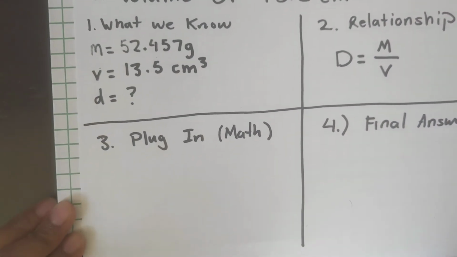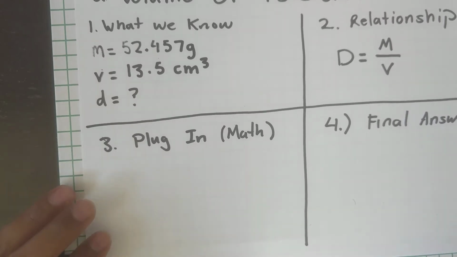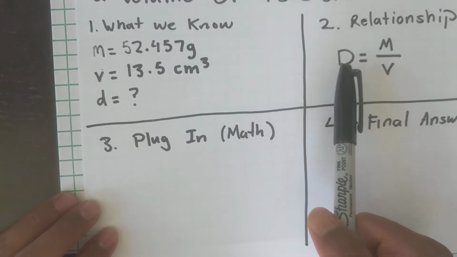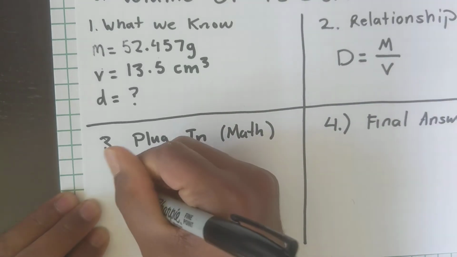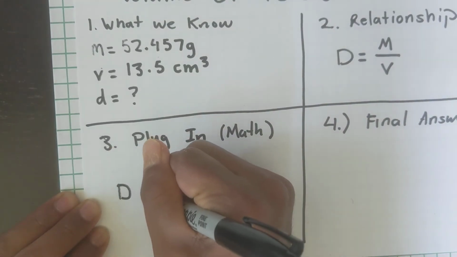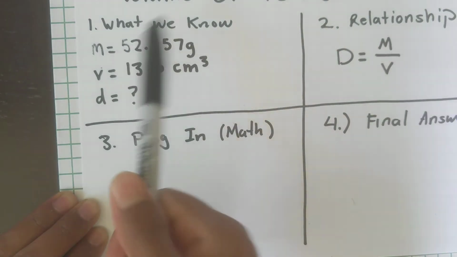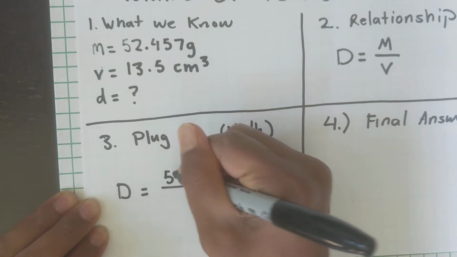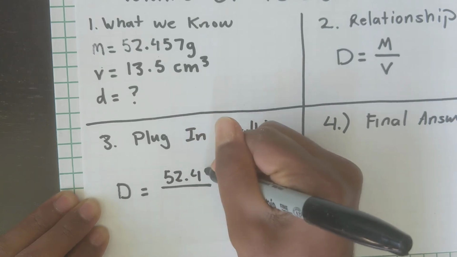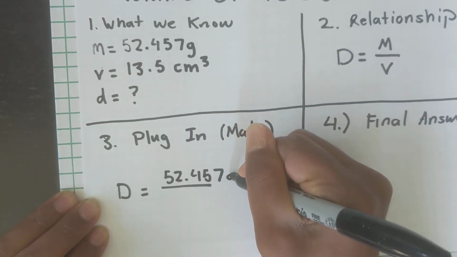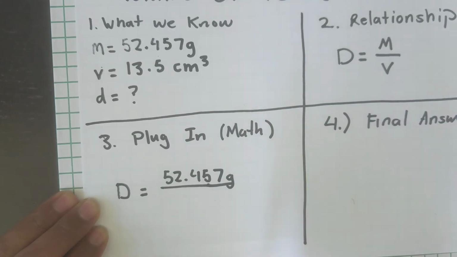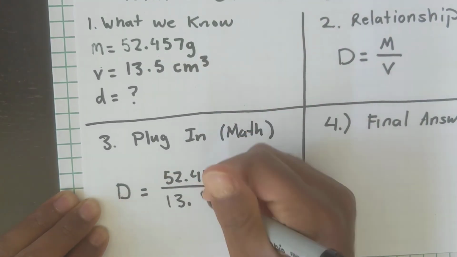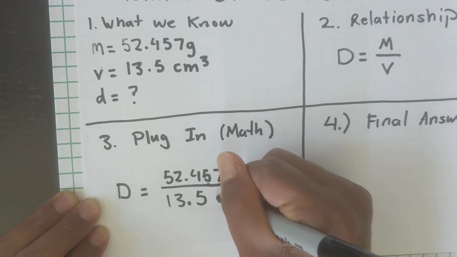Alright, in our third box, we're going to plug in what we know into our relationship. So D, we don't know it yet, so we're going to just leave it as D. Mass is 52.457 grams. Volume is 13.5 centimeters cubed.